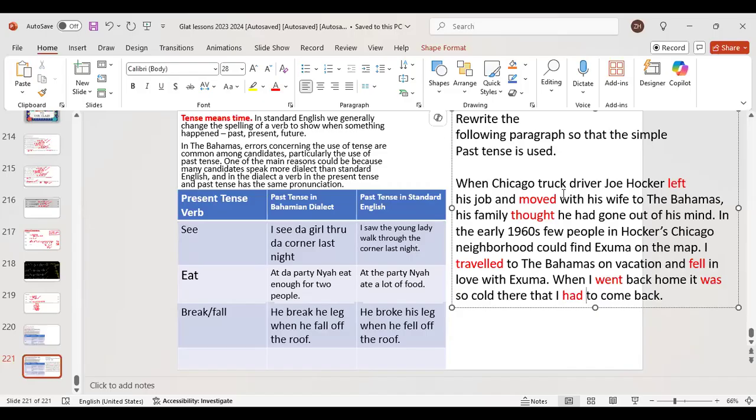I just didn't have the double L. Okay. Giving myself credit, it's just missing an L. So left, moved, thought, traveled, fell, went, was, had. All right. That's it, folks.